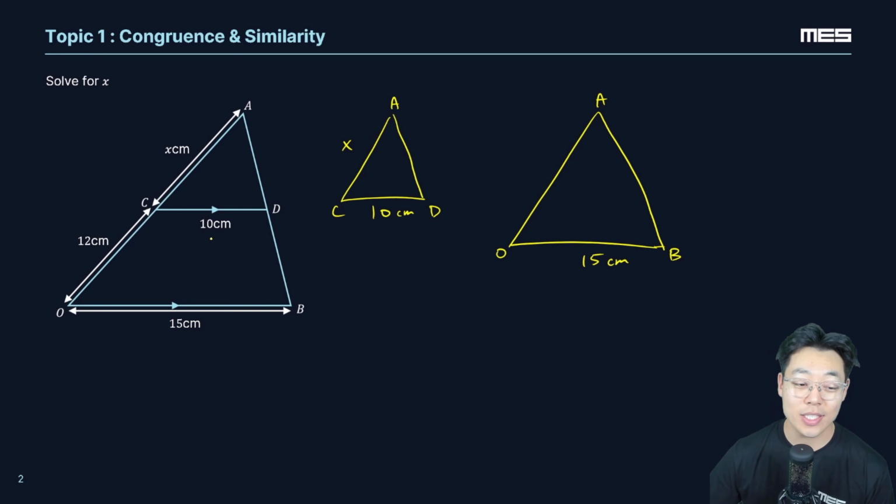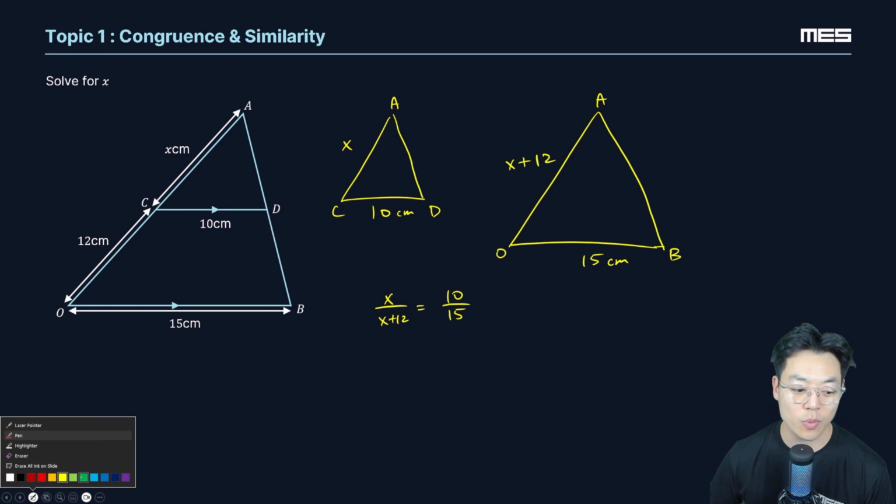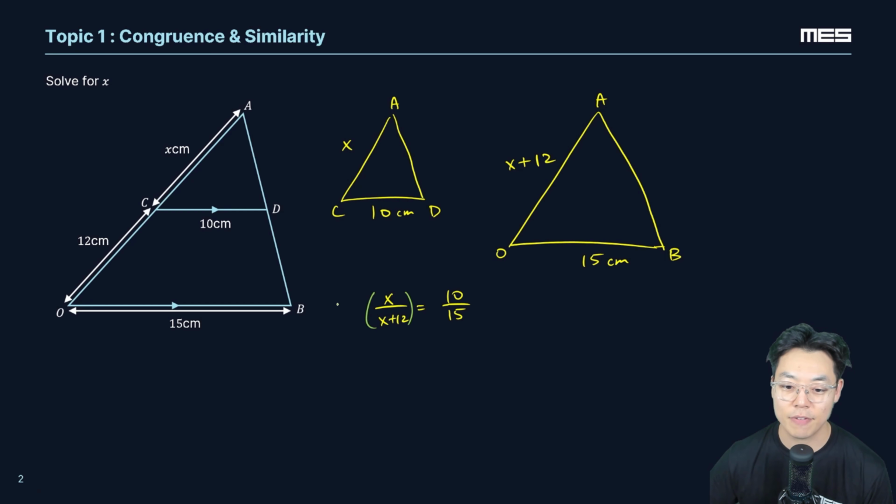And now AO is the tricky part. A lot of students will write 12, but make sure you write X plus 12 because it's the entire side. Now from here, I can create a proportion. X is to X plus 12 as 10 is to 15. I'm going to multiply both sides by X plus 12 and both sides by 15. So X plus 12, X plus 12, and by 15.